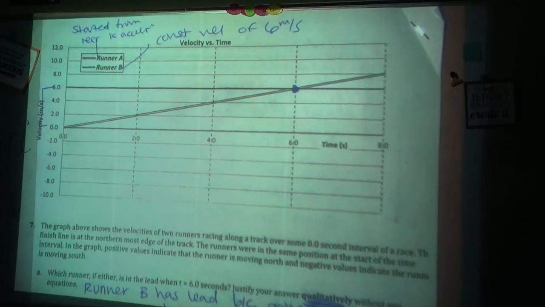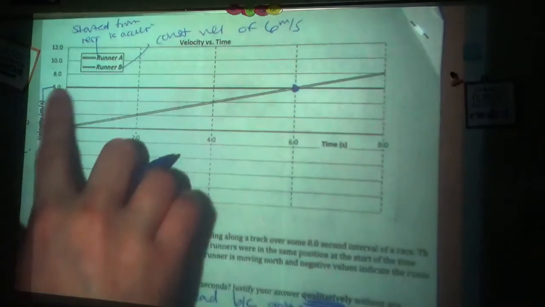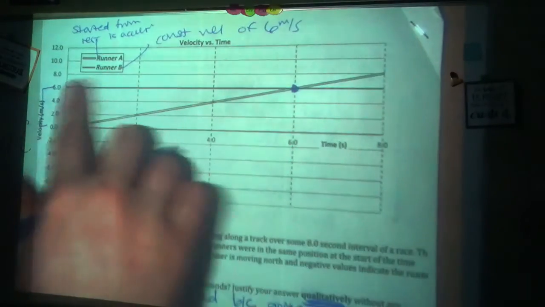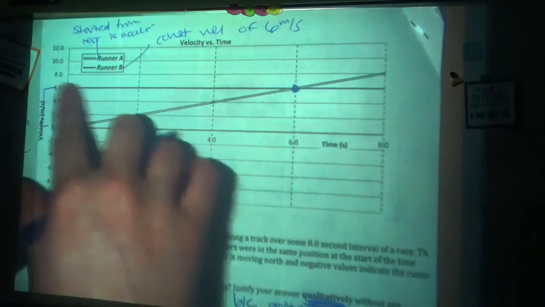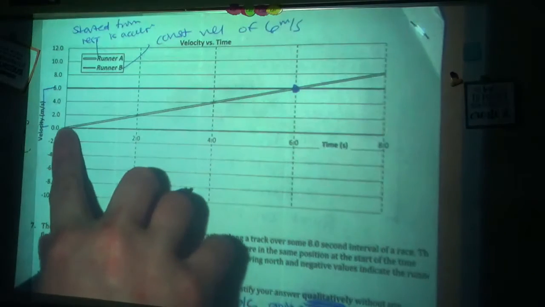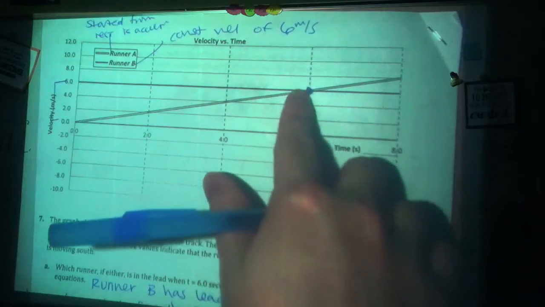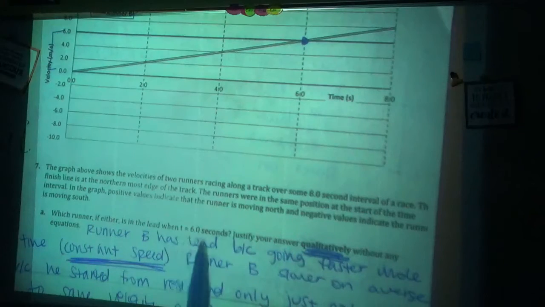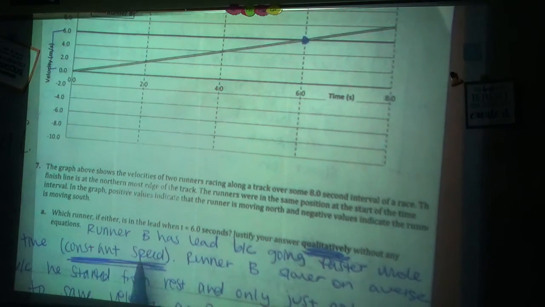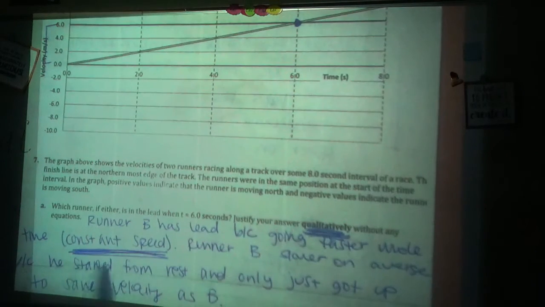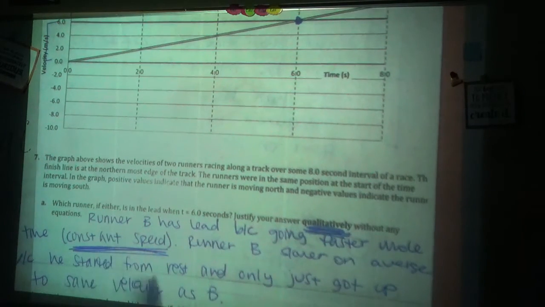So conceptually you can think about, well, runner B has been going at a constant velocity the entire time. So he's been going faster from the beginning. Runner A started off slower, right? They started from rest and is accelerating, but has only now, at this point, reached the same speed. So I said runner B would have the lead because he's been going faster the whole time because he was going at a constant speed. A was going slower on average because he started from rest and only just got up to the same velocity as B. Sorry, my handwriting is terrible.